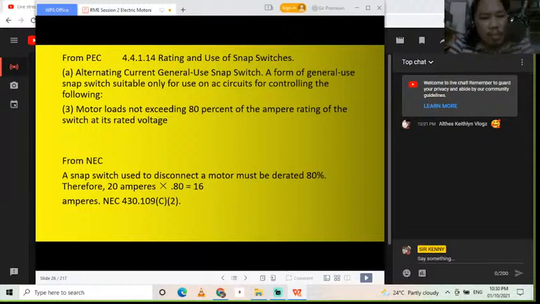So from National Electrical Code naman, a snap switch used to disconnect a motor must be derated 80%. Therefore, 20 amperes times 0.8 is equal to 16. Okay? So from National Electrical Code 430.109.